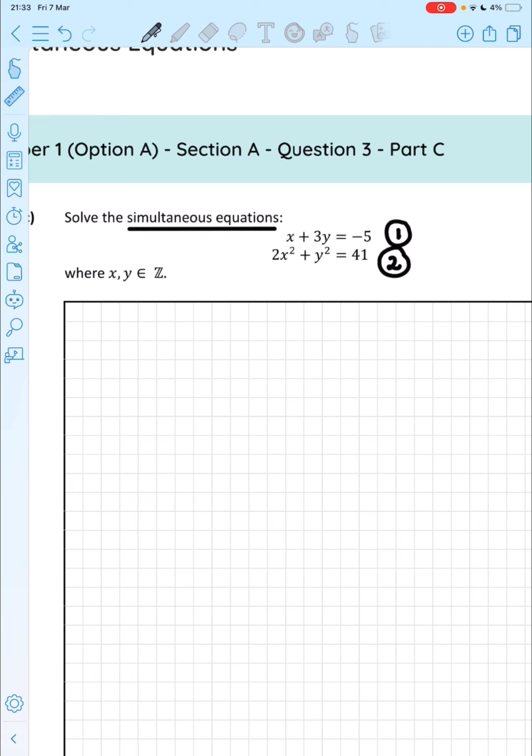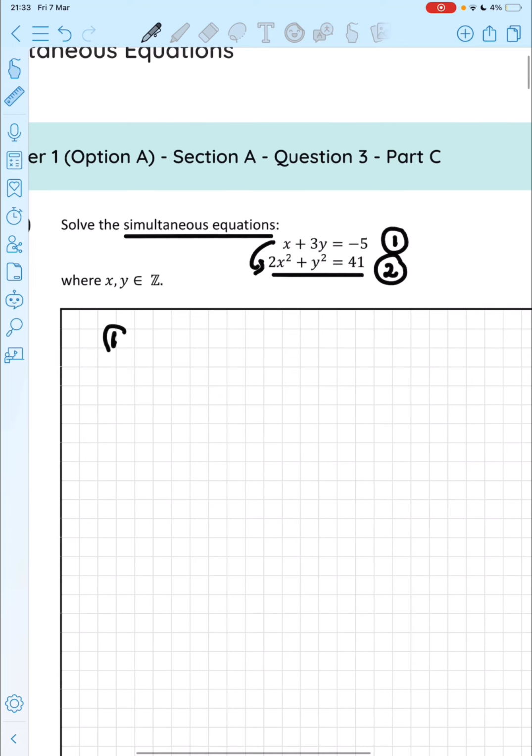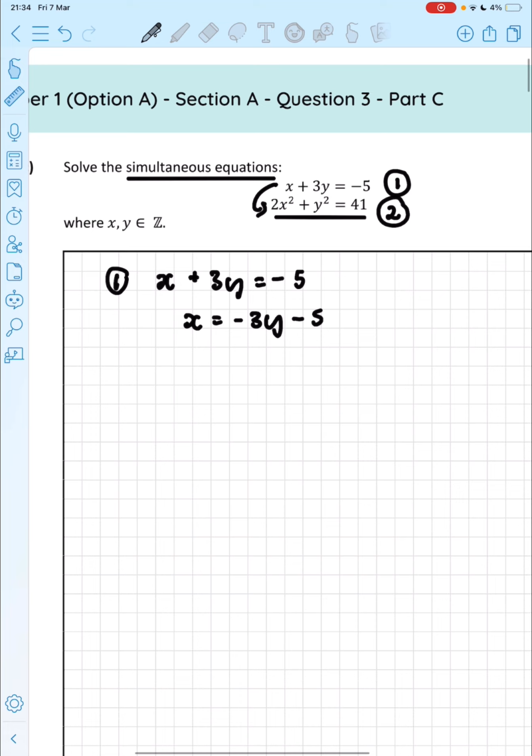Okay, when we have a quadratic equation such as this in our simultaneous equations, we're going to try to rewrite our linear one so that we get one letter in terms of another, and then we can sub that letter into this. So in this case, I think x would probably be easier to make the subject of the formula. So you have x plus 3y is equal to minus 5, so we want to get x on its own equals some amount of y's, so that's minus 3y minus 5. So now I've got x in terms of y.